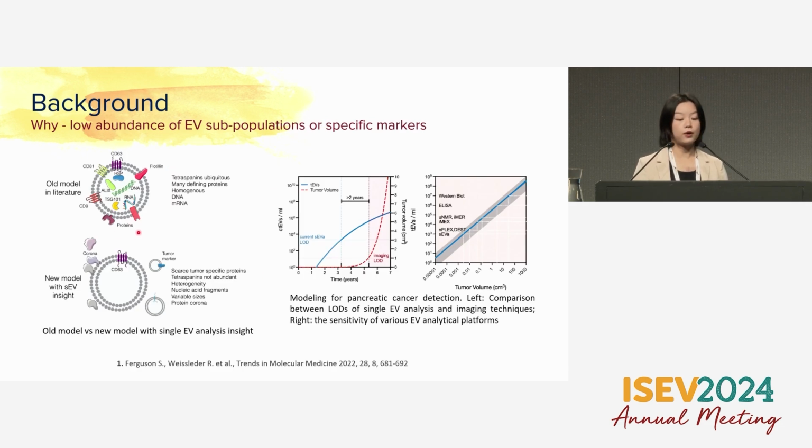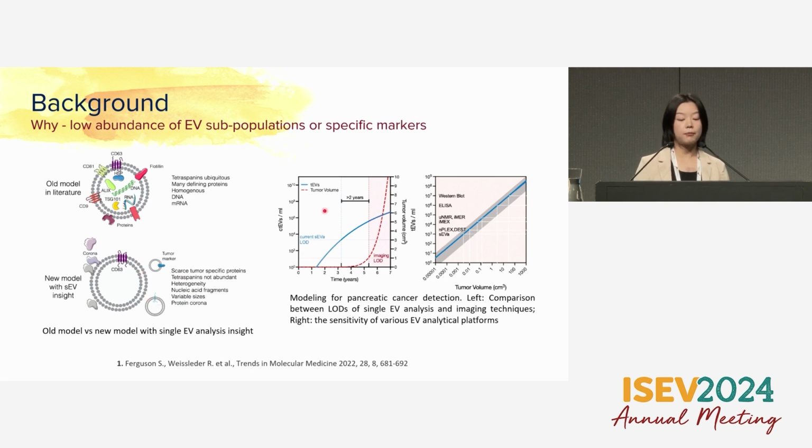And the third reason I want to share here is more related to using EVs as a liquid biopsy biomarker for early cancer detection. Recently, there are some new insights have shown that some specific EV subpopulation or specific markers in the surface of those EVs may have very low abundance. And this work is mainly from Professor Leiter from Harvard Medical School, who is a pioneer in the single EV analysis for the early detection of pancreatic cancer. And he proposed this new model showing that the EV actually carries very rare tumor-specific proteins.